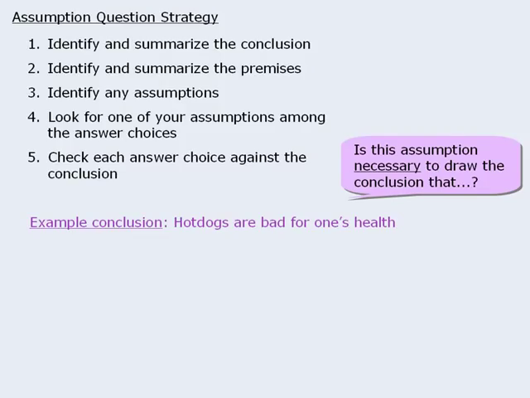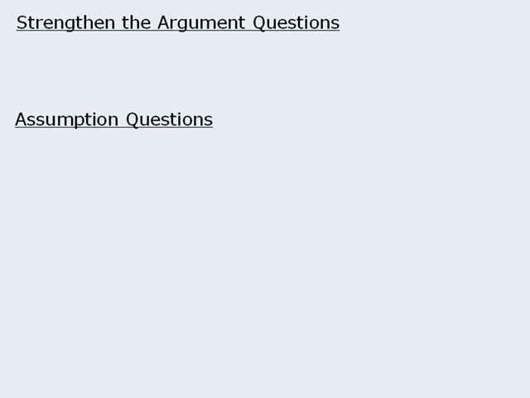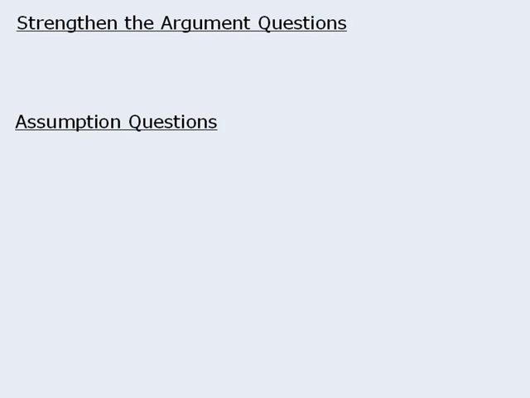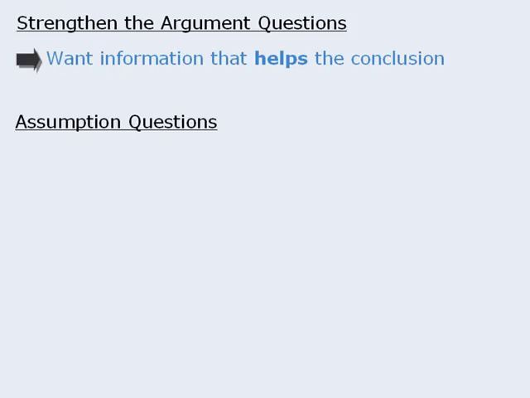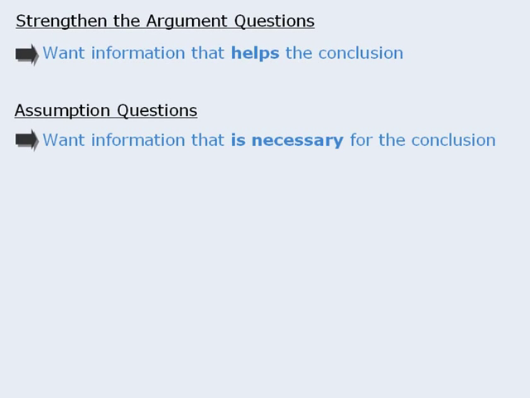And so on. Now at this point, the strategy for assumption questions is quite similar to the strategy for strengthen the argument questions. This should make sense, because we inevitably strengthen an argument when we state any unstated assumptions. However, there is a very important difference between strengthen the argument questions and assumption questions. In strengthen the argument questions, we're looking for additional information that helps the conclusion follow from the premises, but this information need not be an absolute necessity for the conclusion to be drawn. In assumption questions, we're looking for additional information that is absolutely necessary for the conclusion to follow from the premises.